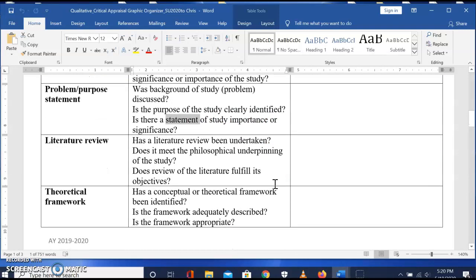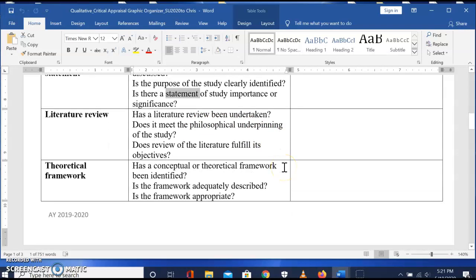We have a literature review area here, and this is really a bunch of articles that they're going to be talking about. They should be getting information from the literature about the topic, what the problem is, and also they should be looking at other studies that are similar to this study. And so that comes about in, does the literature review meet the philosophical underpinning of the study? So we want to make sure that the authors are providing qualitative types of studies that look at this philosophical underpinning. We'll talk a little bit more about the philosophical underpinning in a minute.